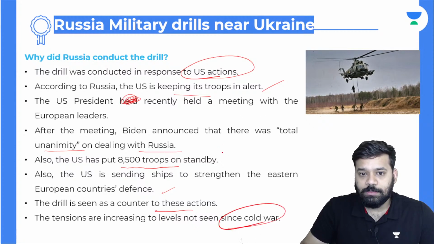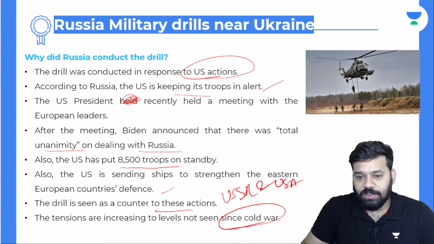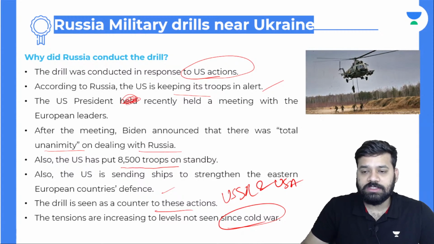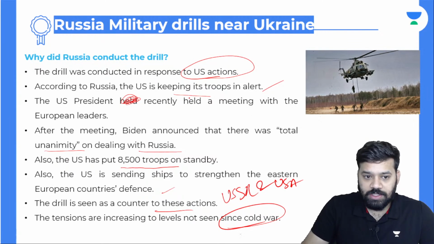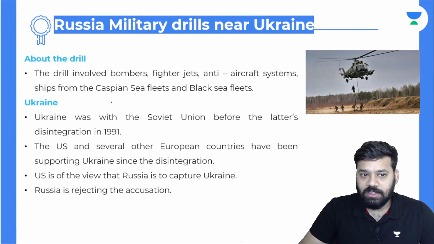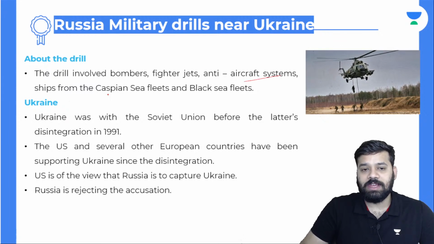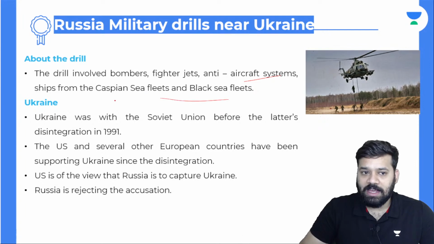So, the Cold War was between the USSR and the USA. It was a period wherein the whole world was under some sort of pressure, wherein nobody knew when the war was about to happen. So now tensions have escalated to these Cold War times because of Russia and the USA. And more on this about the drill. The drill involves bombers, fighter jets, anti-aircraft systems, ships from the Caspian Sea fleets and Black Sea fleets.